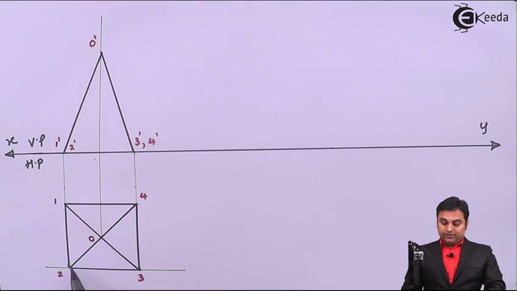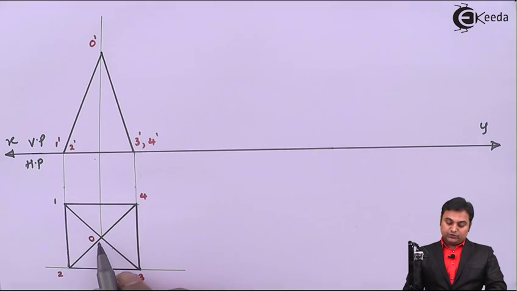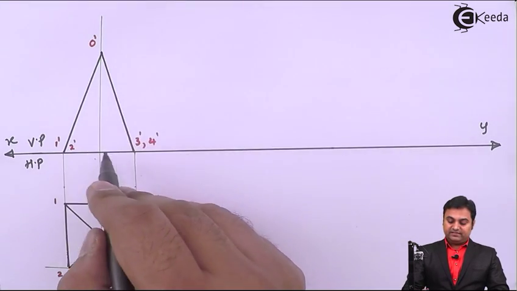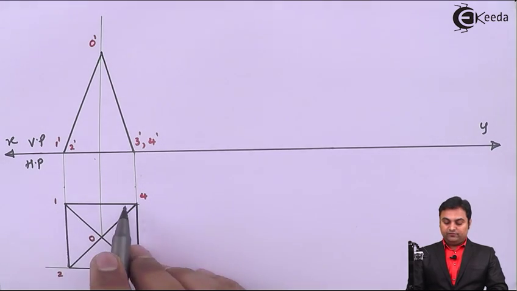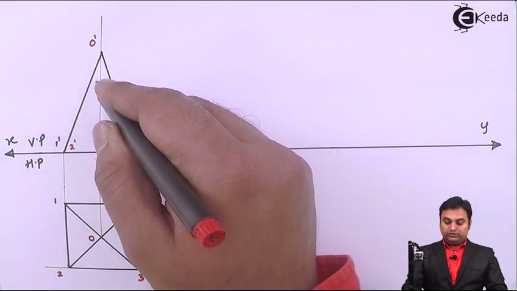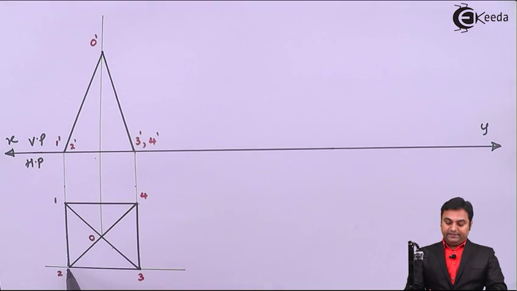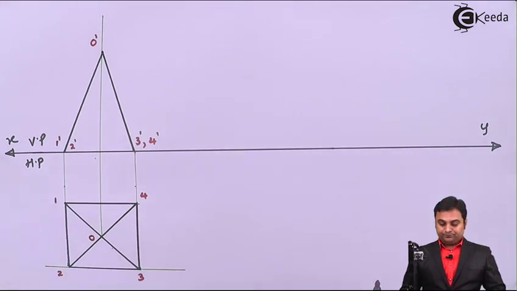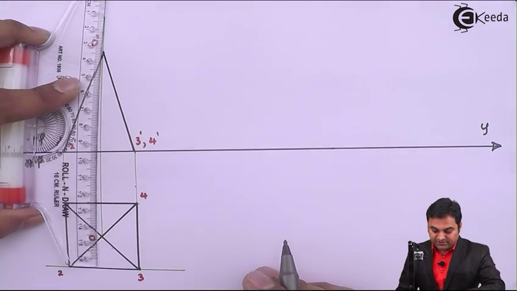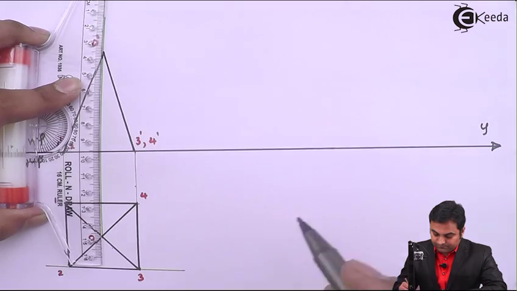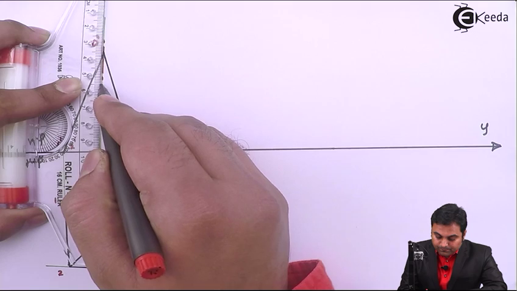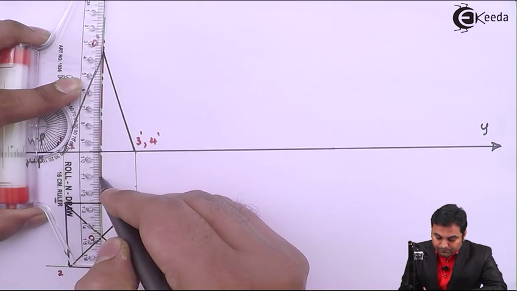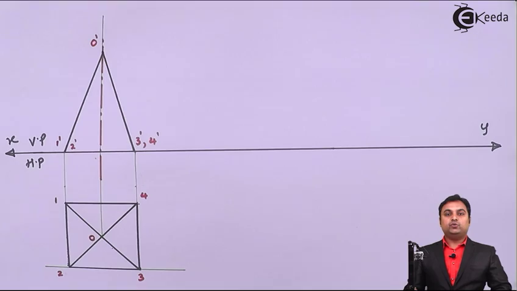Next, here this triangular face which is O 2 3, it will be seen in the front view as a triangle which is seen here, and 2 and 3 is coinciding with 1 and 4. So here there is no need to draw a dark line in between because this complete triangle is visible. Next, I'll mark the axis here. So this is the axis of the square pyramid.